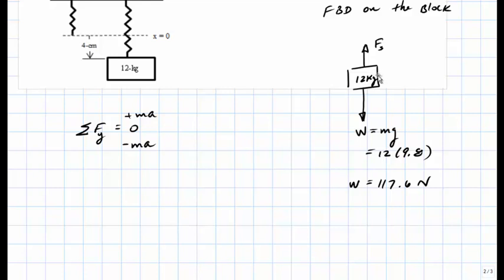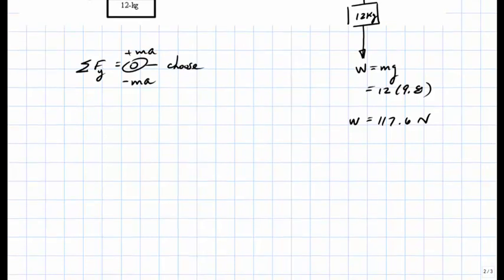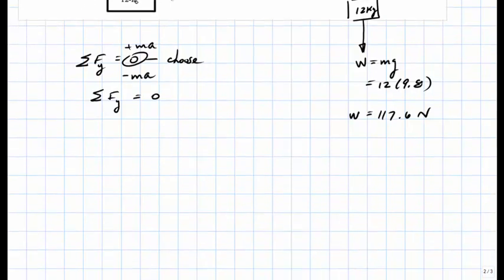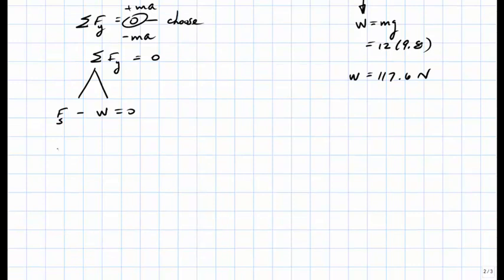Since there's no acceleration noted within our free body diagram, our choice, of course, is 0, which leads us to the sum of the forces in the y equals 0. There are two forces within this diagram directed along the y direction, and therefore we'll extend 2 fingers from the summation. We'll introduce the spring force as F sub s, and it's positive. The weight, of course, is directed downwards, so it's introduced as a negative.